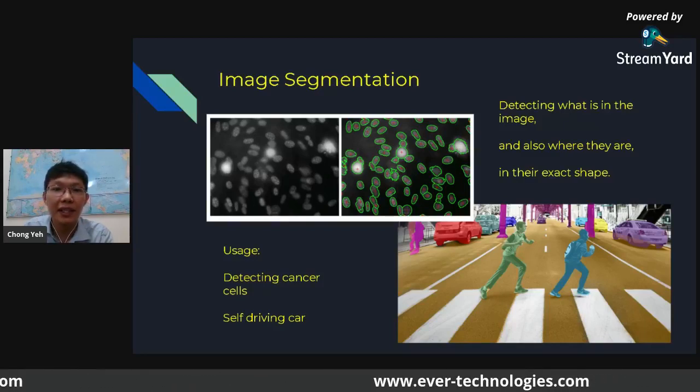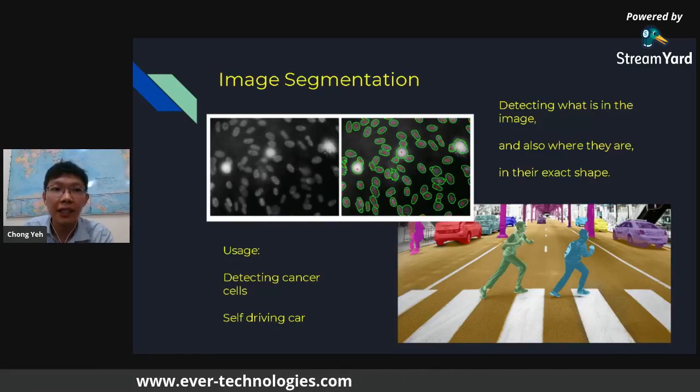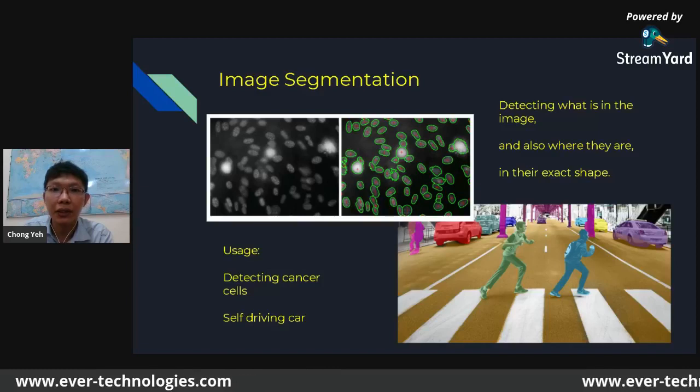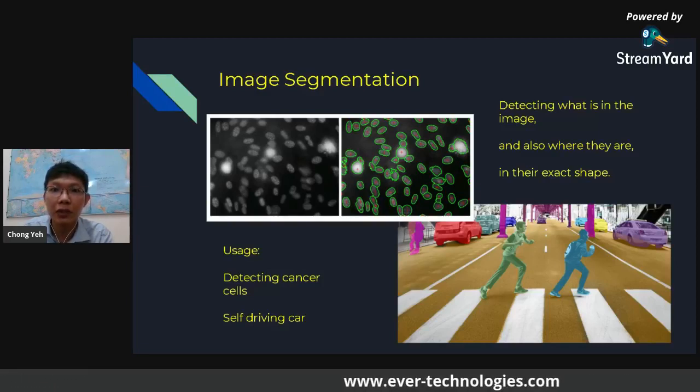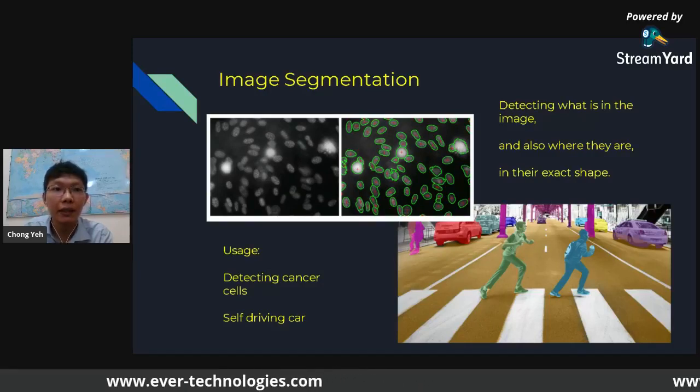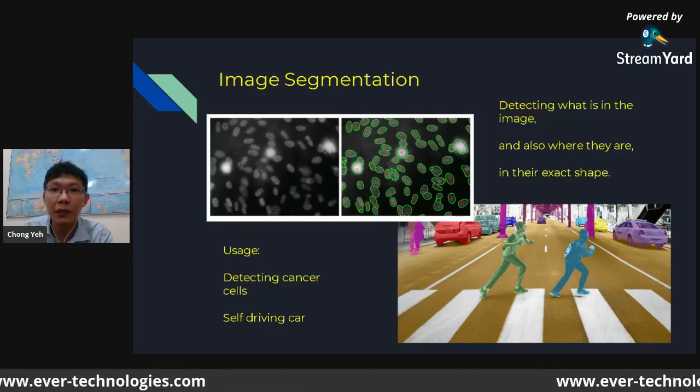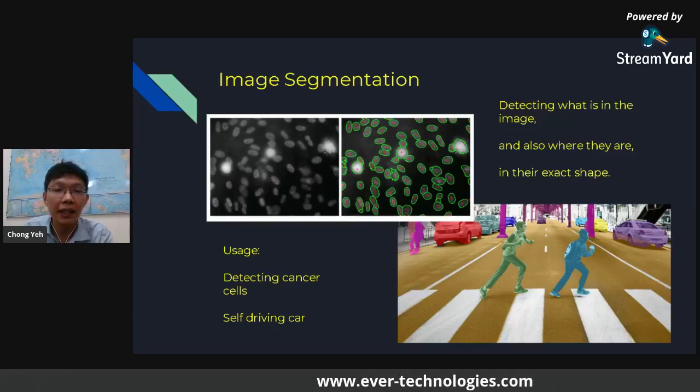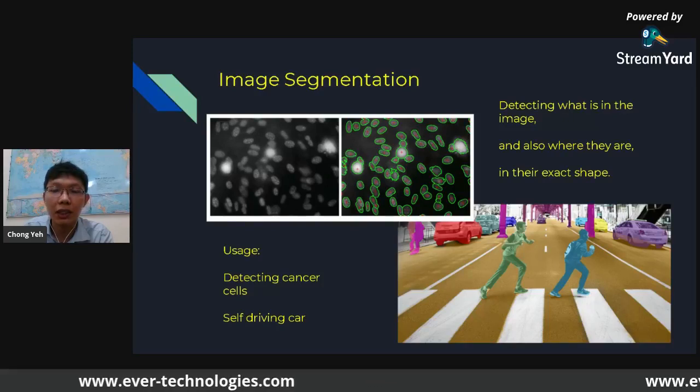Let me share a secret on how self-driving cars are built. In self-driving cars, you have a camera that detects the road conditions, and which part of the image belongs to the road, which part belongs to another car, and which part belongs to another person. This is how the self-driving car is built, actually. And it's also very useful in detecting cancer cells in healthcare. A lot of research is being done in the universities.